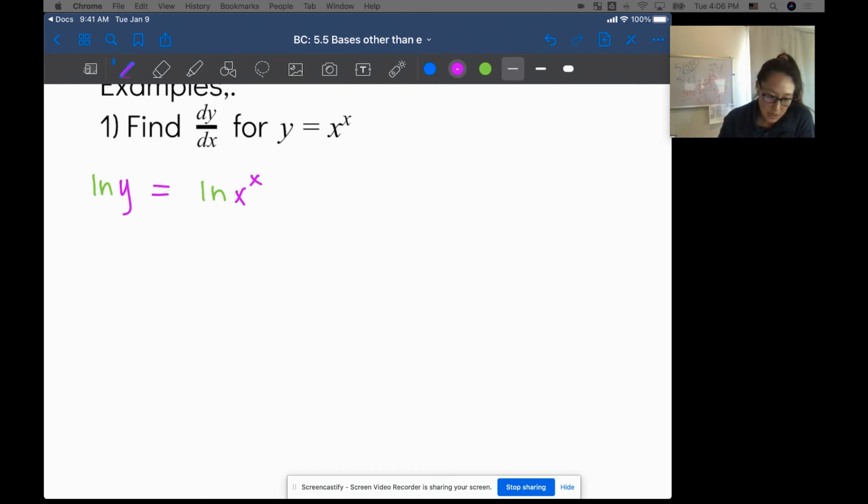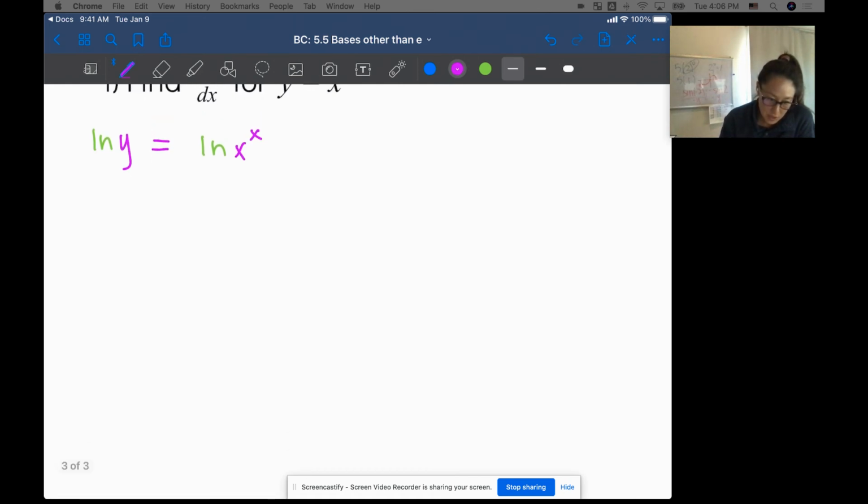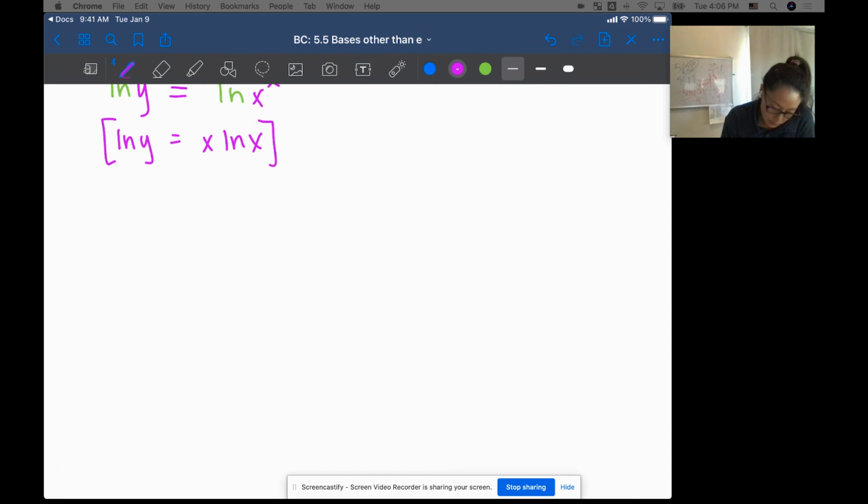Okay, so I have y equals x to the x. What I'm going to do is take the ln of both sides and use the power property to move the power to the front, so ln y equals x ln x. Now we're going to take the derivative of both sides, d/dx. The derivative of ln y is 1 over y, and don't forget to tack on your chain rule dy/dx.